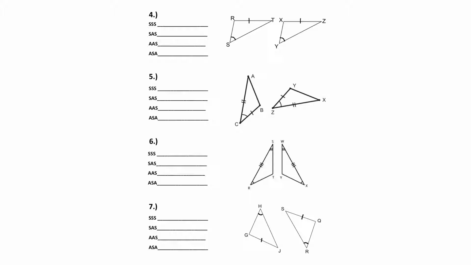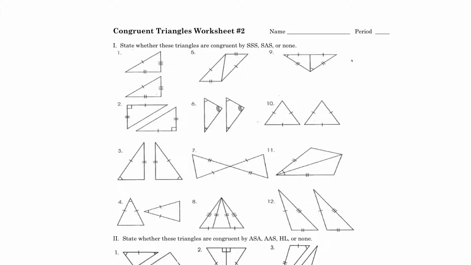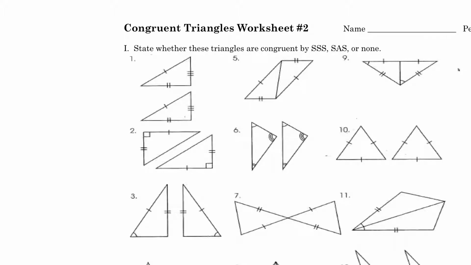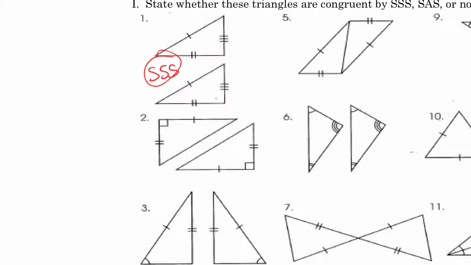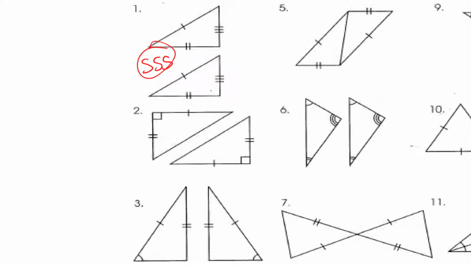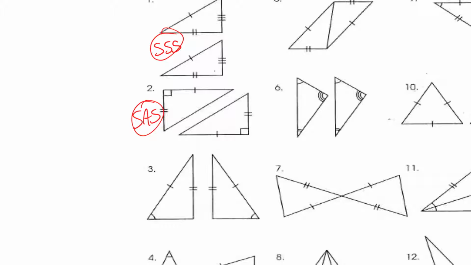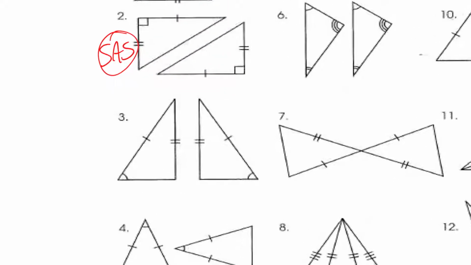Okay, now quickly flip over to the third page, where it looks like this. On the third and fourth page, you're going to have a lot of just practicing the different congruence methods. So on number 1, could I say that those two triangles are congruent? Yes, I can. And what's the method I would use? By SSS. Good. Okay, number 2, SAS. Yes, those would be congruent by SAS. Good. Okay, number 3, SSA.